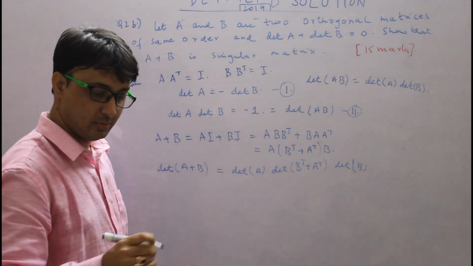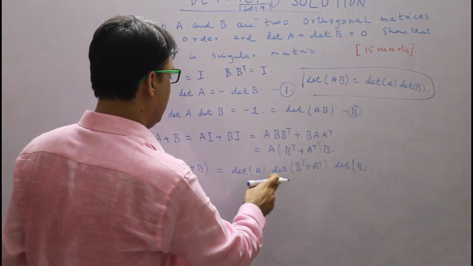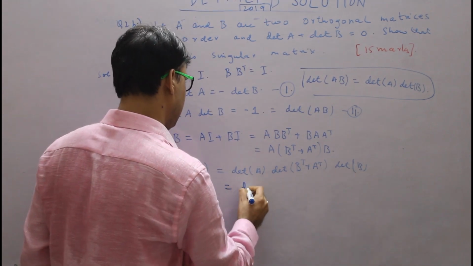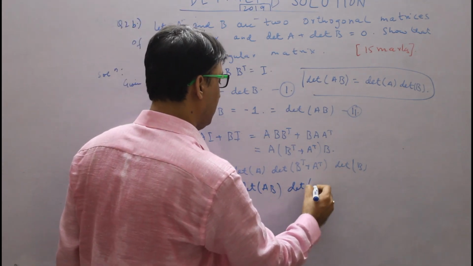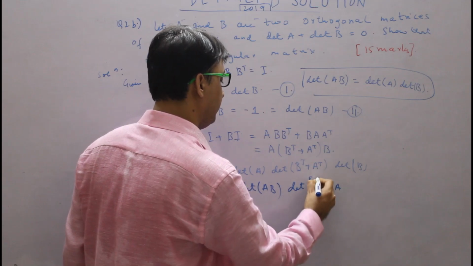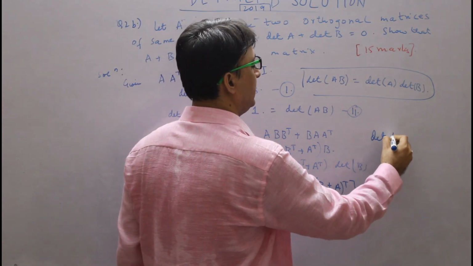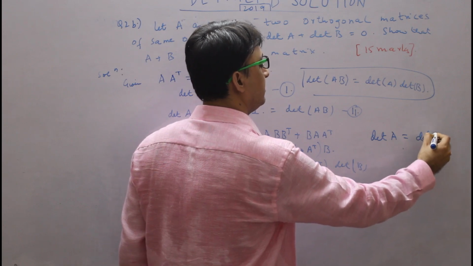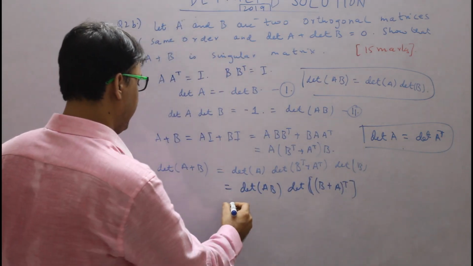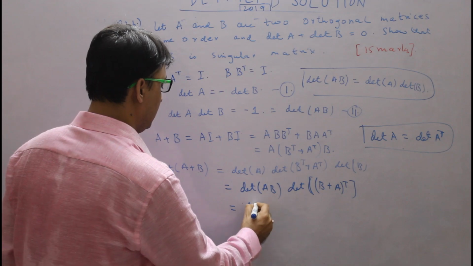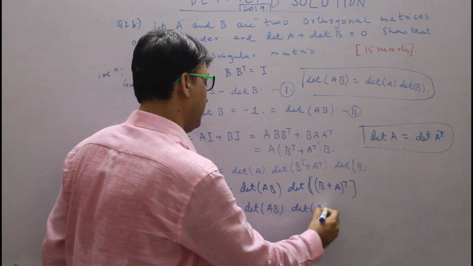Now we have written like this. Now I am going to use this one. Determinant A, determinant B, I will write as determinant A, determinant B. So I will write this as determinant of AB. Okay, and I can write this as determinant of B plus A whole transpose. And we also know this property that no matter if we take the transpose, its determinant is the same. So we will exploit this property and we will write this as determinant AB, and we can write simply A plus B.